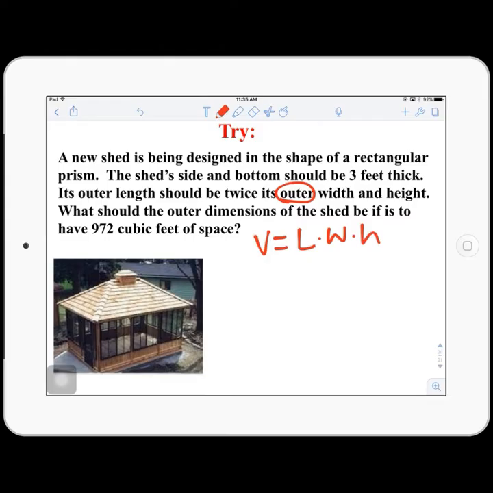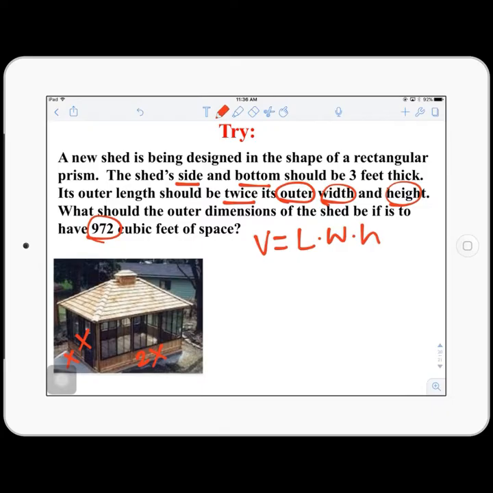So first thing we should know is that the outer width is not part of the volume, so we need to specify based on the problem, the side and bottom should be 3 feet thick, which means the walls are all 3 feet all the way around, and the base as well. And we do know that the length should be twice the width and the height. So, which means if the width is x and the height is x, then the length would be 2x. But for the calculation of the volume, we cannot include the entire length, width, and height.